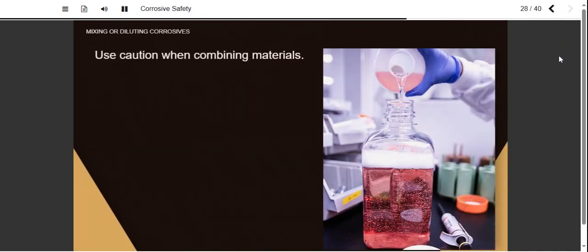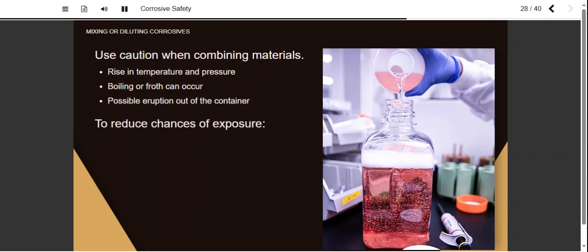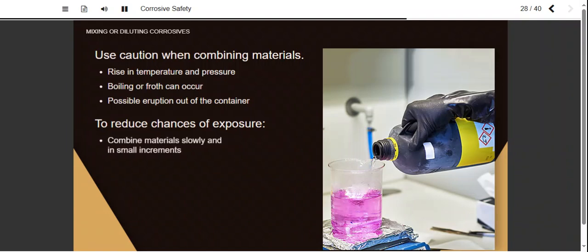Many corrosives, both solid and liquid, create heat when they are mixed or diluted in water. This process can cause temperatures and pressures to rise, causing the solution to froth and boil, and possibly erupt violently from the container to the surrounding area. Due to this reaction process, add the corrosive material to water slowly and in small amounts, and stir the mixture frequently. Always use cold water in the mixing process.